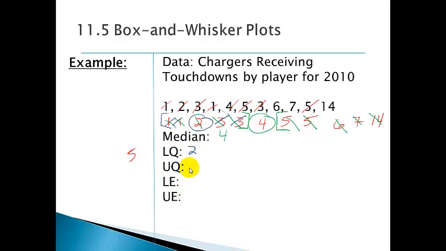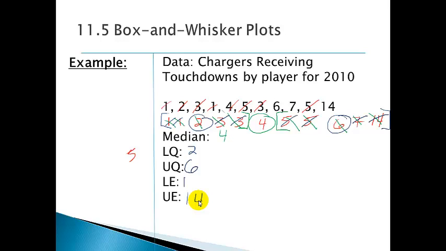Now I need my upper quartile, and I have my 50% of the data. So upper quartile, here we go. One from the left, one from the right, one from the left, one from the right. And here's our upper quartile. It's the median of the upper half of the data. Now, the lower extreme, well, we already ordered it from least to greatest, so that's pretty quick to find. And then our upper extreme is 14.